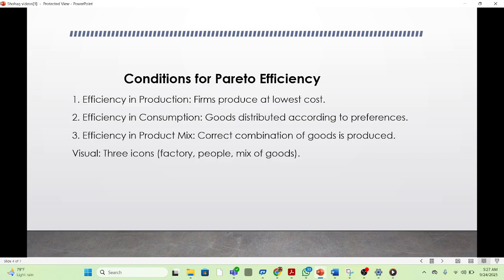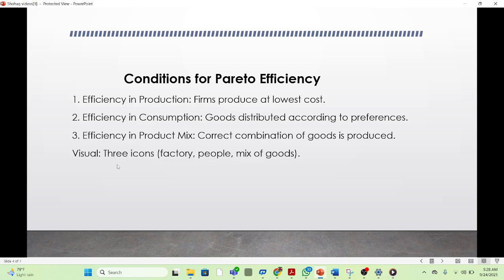Conditions for Pareto efficiency. There are two types of conditions. Input allocation efficiency: the MRTS, marginal rate of technical substitution, between any two inputs, say labor and capital, must be equal across all firms. Formally, MRTS of labor and capital for firm A equals MRTS of labor and capital for firm B.